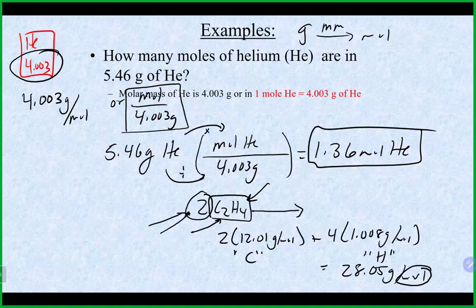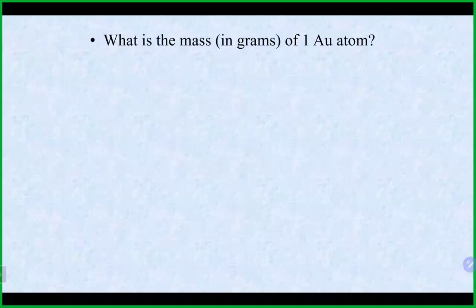Any questions on that? All right, let's try another one. What is the mass in grams of one gold atom? Get your gold's molar mass there of 197.